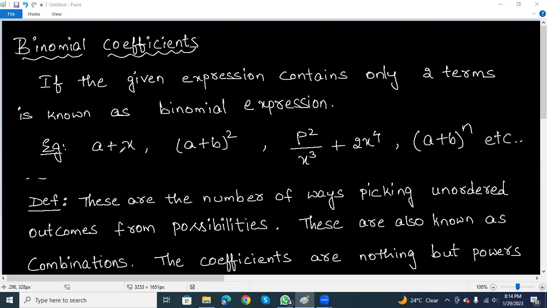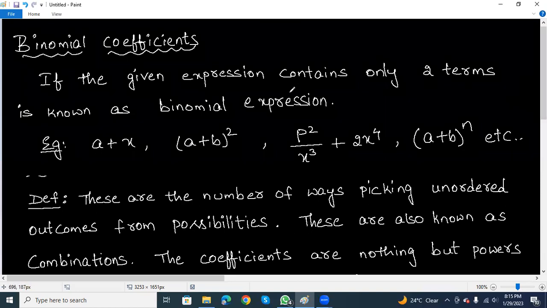Examples I have given. Here a plus x, two terms. Here a plus b, two terms, which has a power 2. Power might be anything: a plus b whole cube or a plus b whole power 4. If the expression contains two terms, then it is a binomial expression.